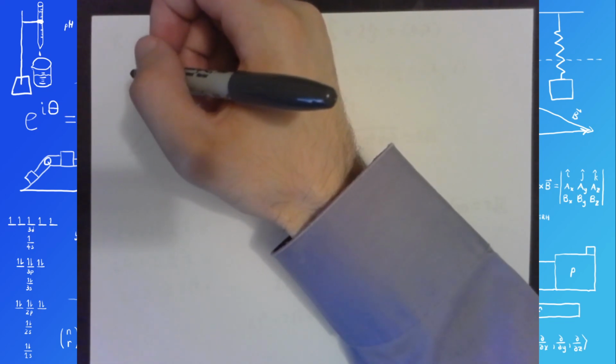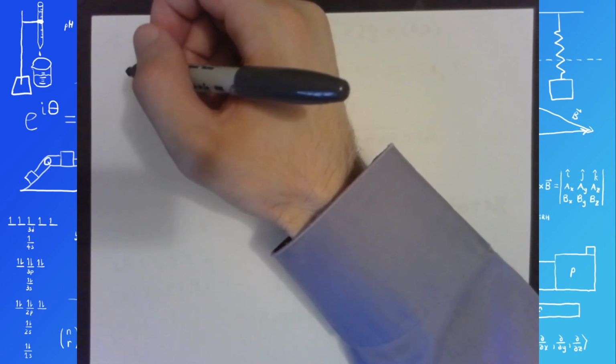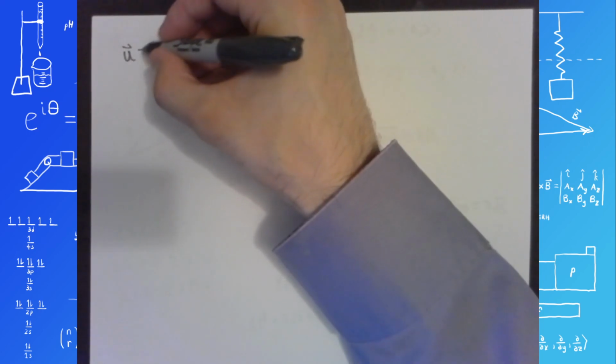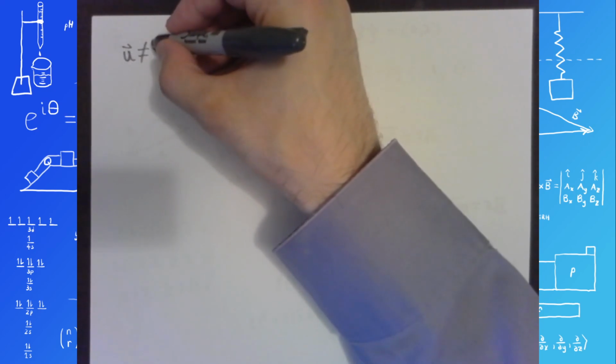U and V are non-zero vectors that are non-equivalent. So U does not equal V. That's what equivalent vectors are. They're just vectors that are equal to each other. And for vectors to be equal to each other, each of their components has to match.